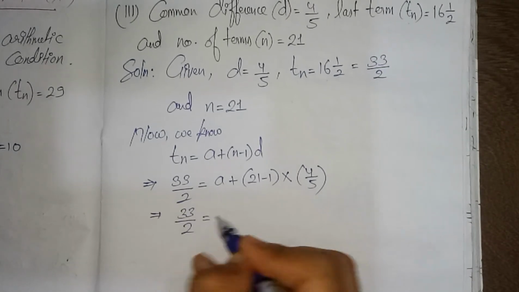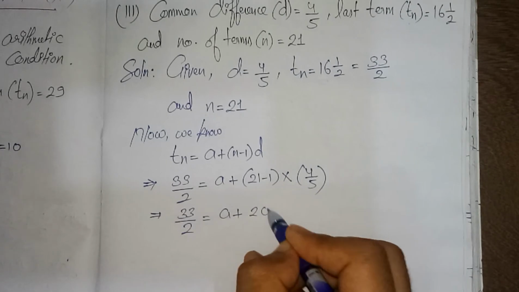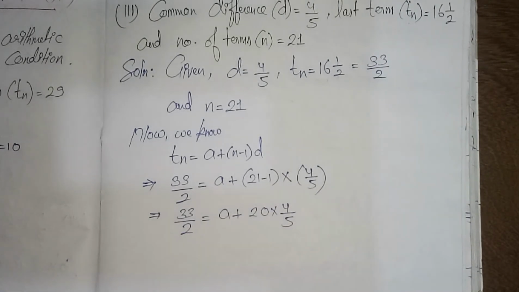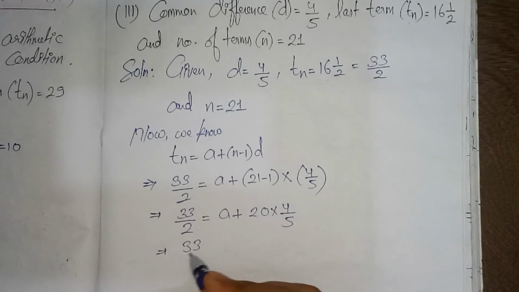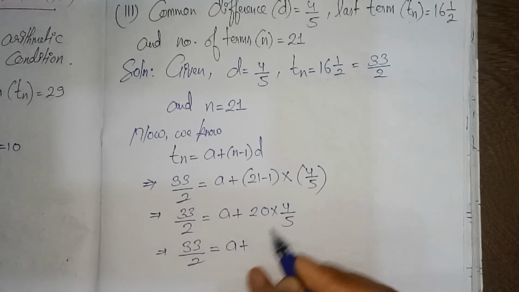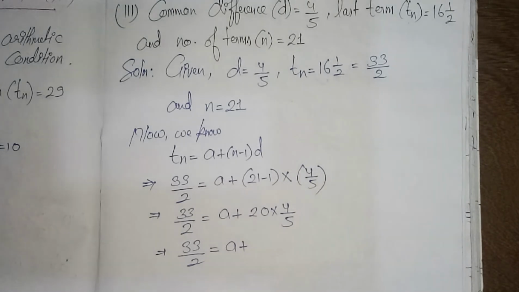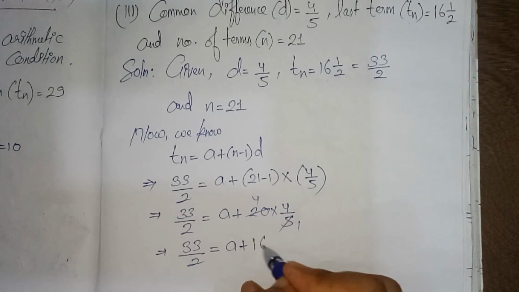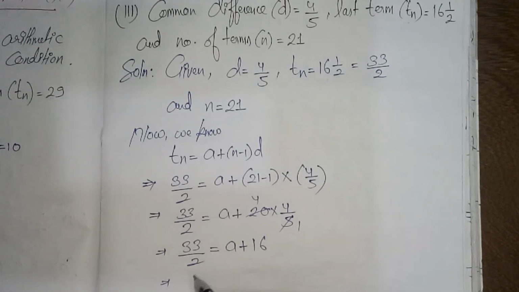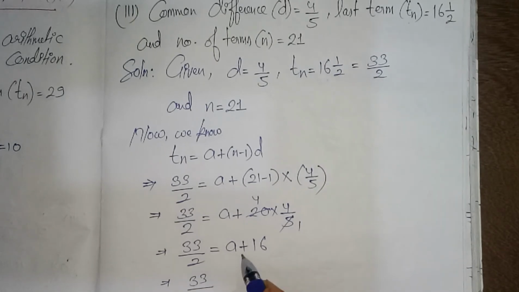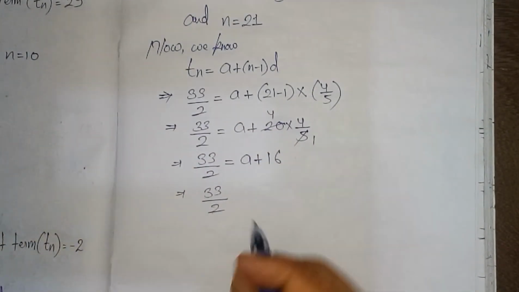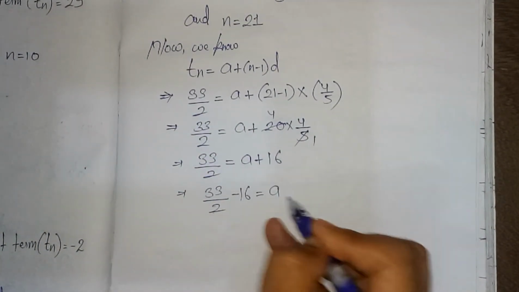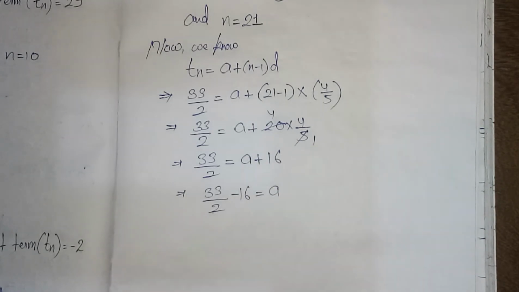33 by 2 equals a plus 20 multiplied by 4 by 5, which implies 33 by 2 equals a plus, now since this 5 will divide this 20, 4 times 5 is 20, so 4 times 4 is 16. Now it implies 33 by 2, we have to find the value of a, so we have to transfer this 16 to the left hand side, which is this. Since it is positive over here, when we shift it to the LHS, it becomes negative.